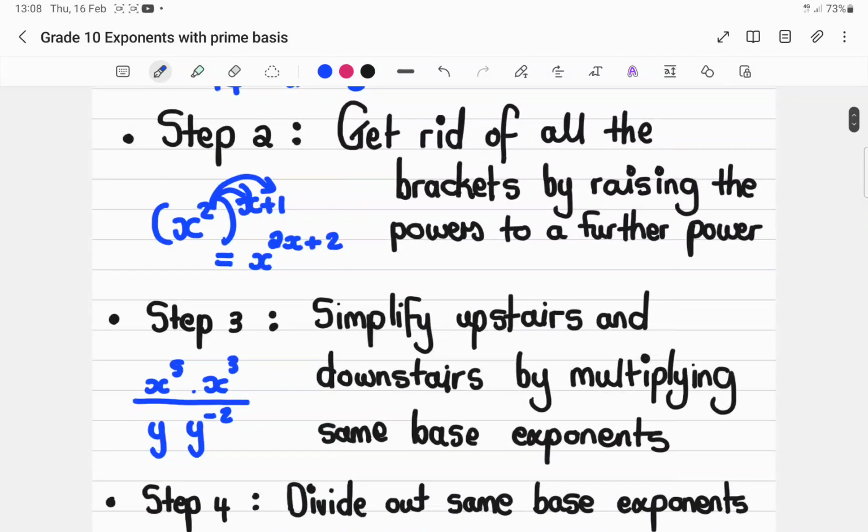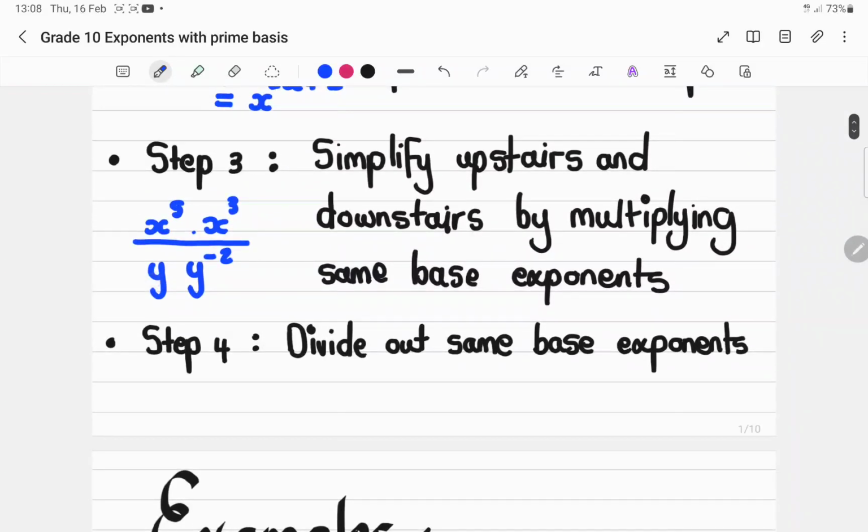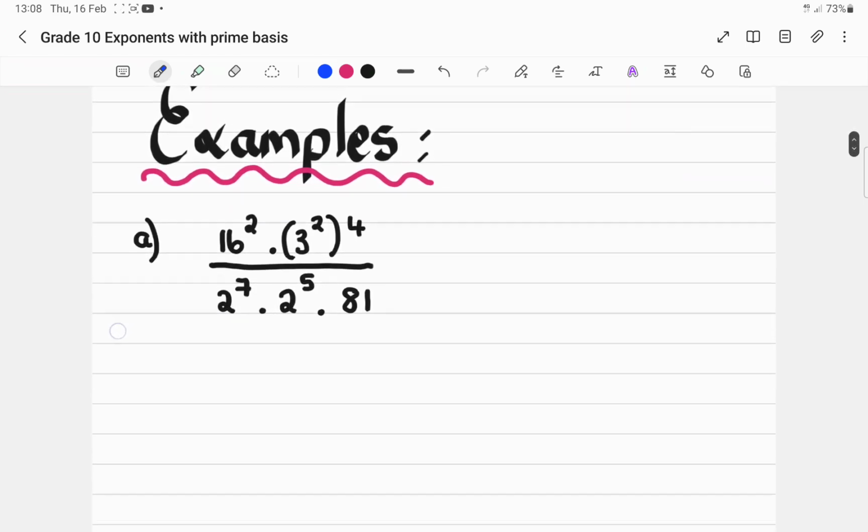Then step 2, get rid of all the brackets by raising the powers to a further power. And remember, if there's one term inside the bracket, everything inside the bracket is to that power. Step 3, simplify upstairs and downstairs. And step 4, then you simplify top and bottom together by dividing. Okay, but let's have a look at examples.